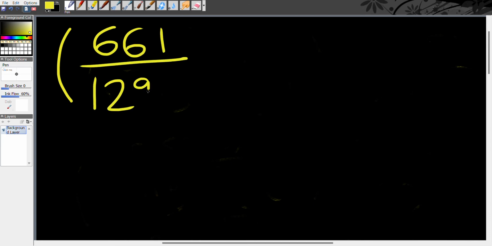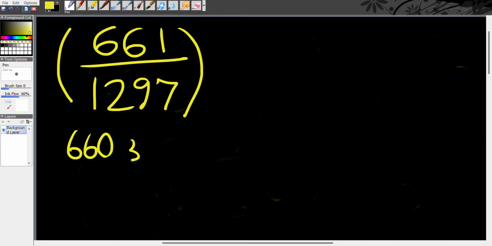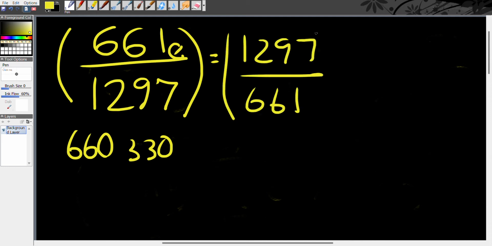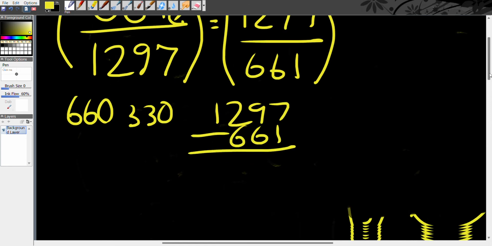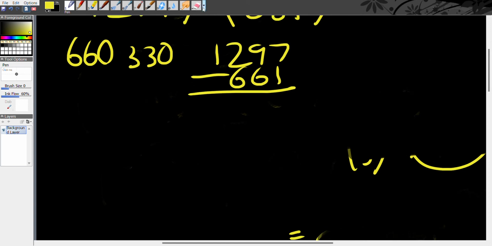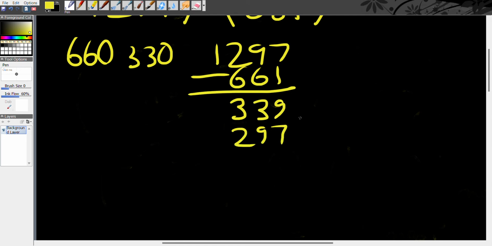The next one, so right here I can already tell that this is even. Now I can also already tell that 661 does not go into 1297 twice. So I might as well just subtract it, right? And let's get rid of more leftover calculations. All right, so this is 339 plus 297, which is the same as, let's add 3 to both. So the answer is 42. Is that correct? I don't think so. I think I'm doing something horribly wrong.